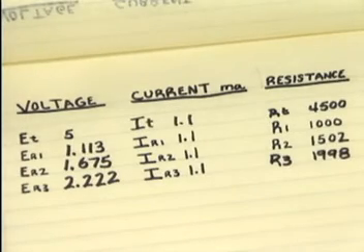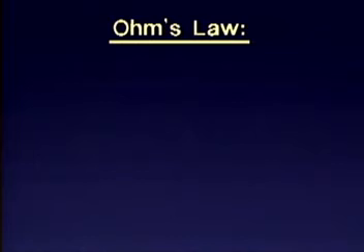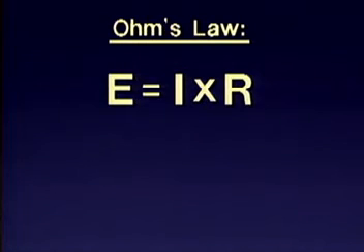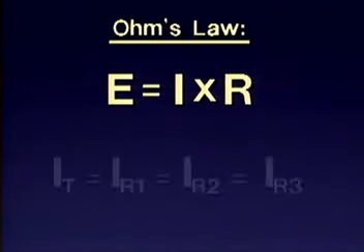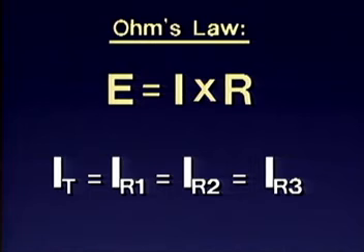Returning to your chart, notice that the highest voltage drop occurs at ER3, which has the highest resistance, and the lowest voltage drop occurs at ER1, which has the lowest resistance. Remember, according to Ohm's law, voltage, E, is equal to current, I, times resistance, R. In a series circuit, the same current flows through each resistor in the circuit. That is, IT equals IR1 equals IR2 equals IR3.